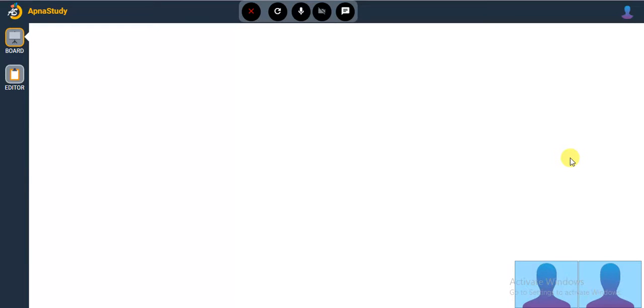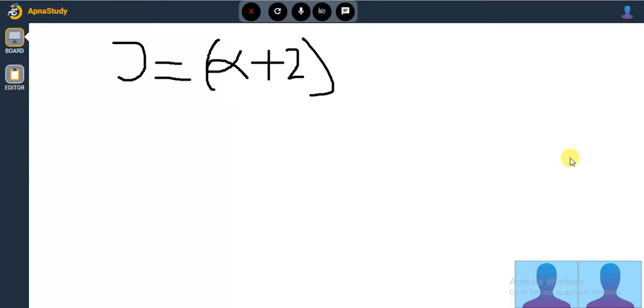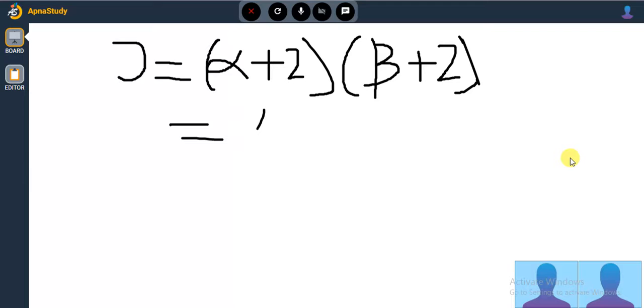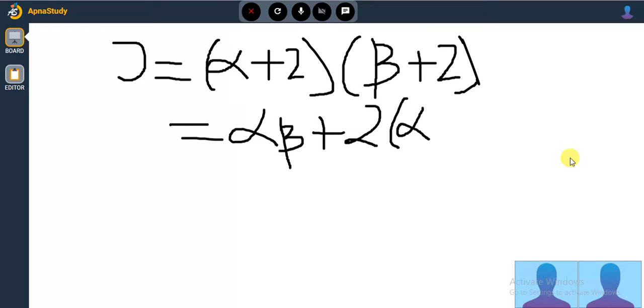And the product also we need to find. So for the equation that we need to write, the product will be alpha plus 2 multiplied by beta plus 2. If I multiply these two things term by term, then I'll get this expression as alpha multiplied by beta, that is alpha beta, plus 2 alpha plus 2 beta, which I am writing as 2 into alpha plus beta, plus 2 multiplied by 2, that is equal to 4.